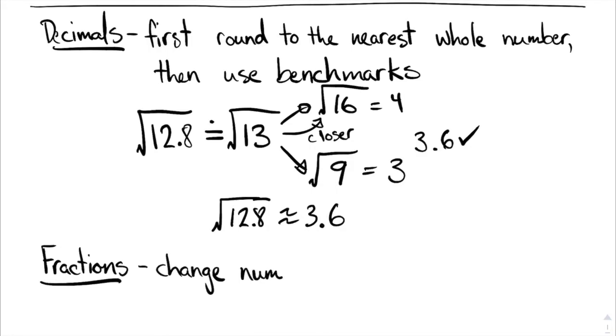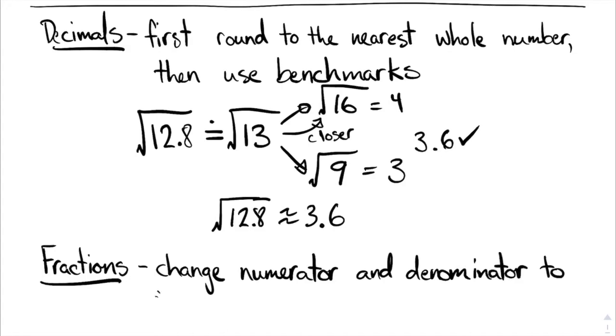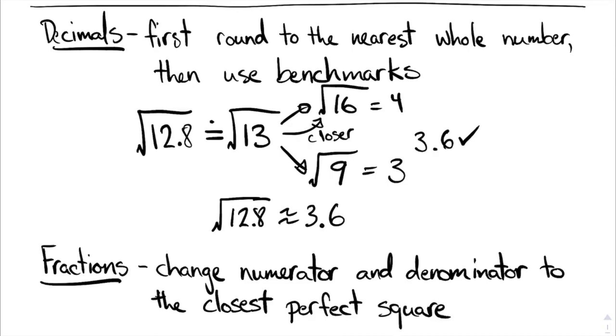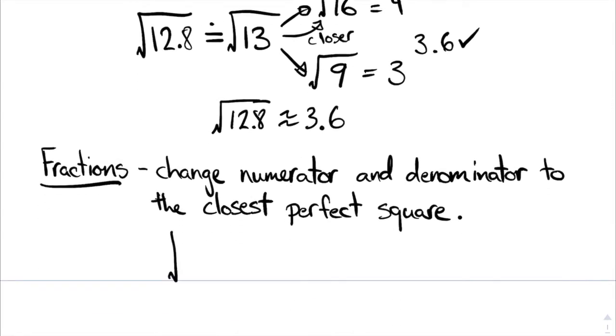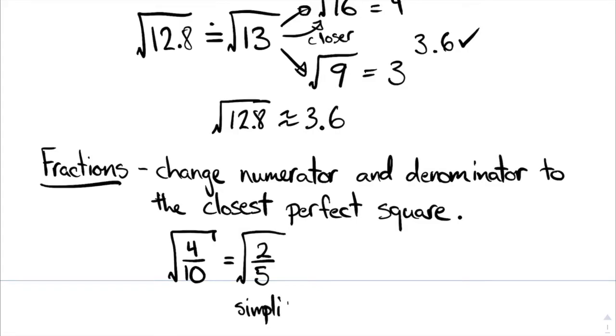So with fractions, we'll estimate them again, but we'll change the numerator and the denominator to the closest perfect square. So if I was working with the square root of 4 over 10, I would simplify it first to 2 over 5. Now I don't actually have to do that, but we should always be in the habit of simplifying our fractions first.